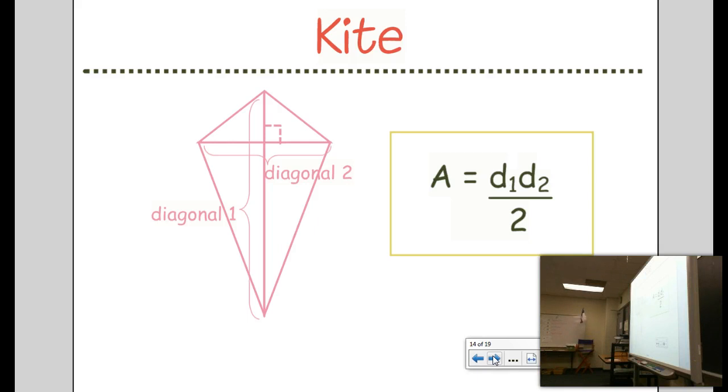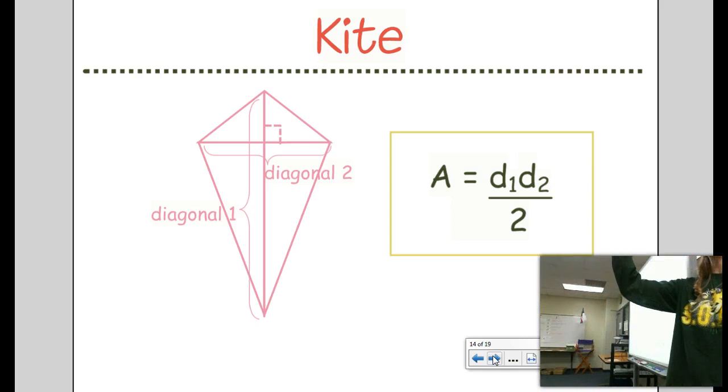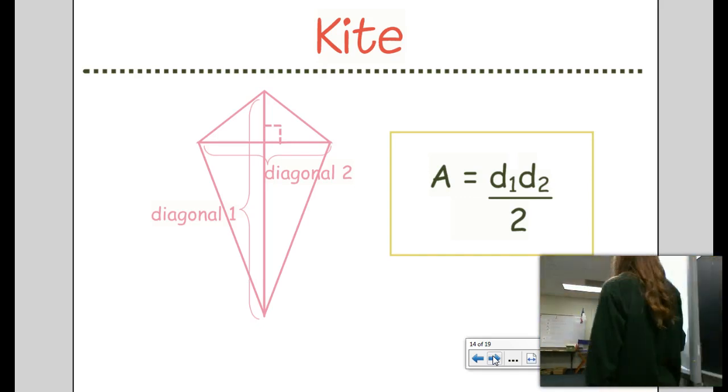Did you notice what Tori noticed? Same exact formula. Kite has the same formula as a rhombus. Nothing different. They're sharing this formula, just like a parallelogram and a rectangle. They have the same formula. So nothing new. That's great. We didn't learn 3 formulas today. We only really learned 2 formulas, and we covered 3 shapes.